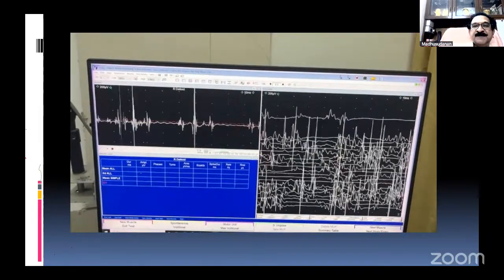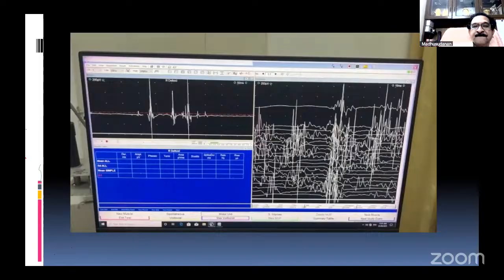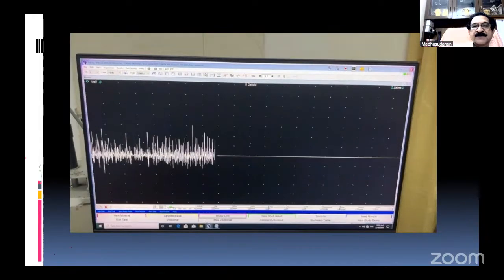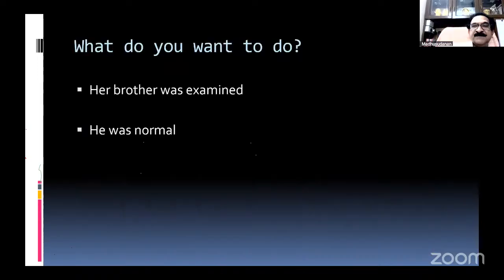Some of them are large, but most of them are small. Very good interference. So myopathic pattern with some neurogenic potentials. His brother came, a neurologist examined, and he was normal.